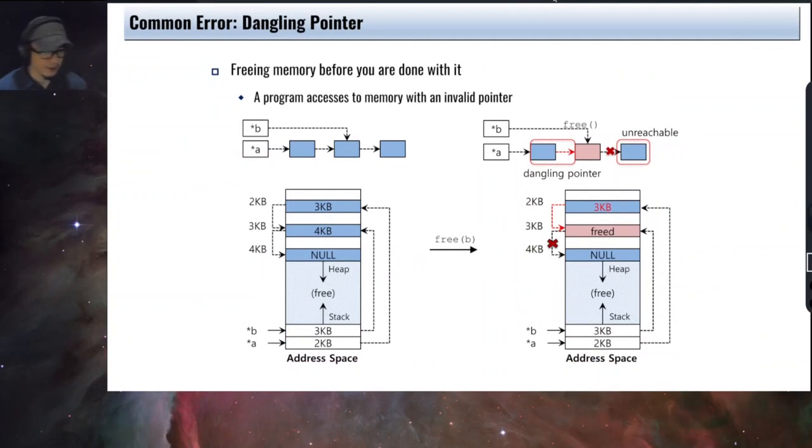Then the next one is dangling pointers, right? So dangling pointers meaning you're freeing memory before you are done with it, right? So example here, a program accesses memory with an invalid pointer. So let's say we have a list here. So A is pointing to this node, okay? Then B is pointing to this node, okay? And in the memory, this is how it will look like. A is allocated here, this in the stack, and we have it points here, right? And then this one points here, and then this one points here. So this is the null part.